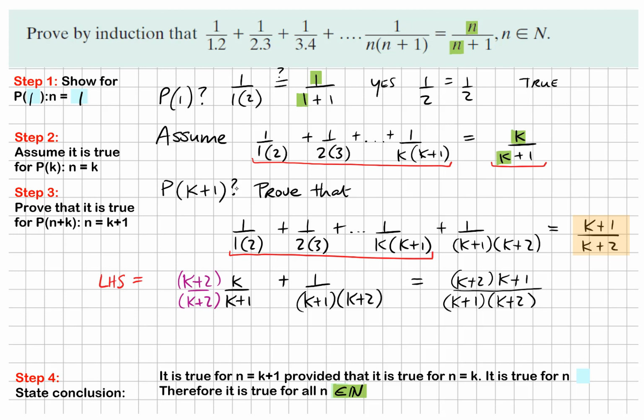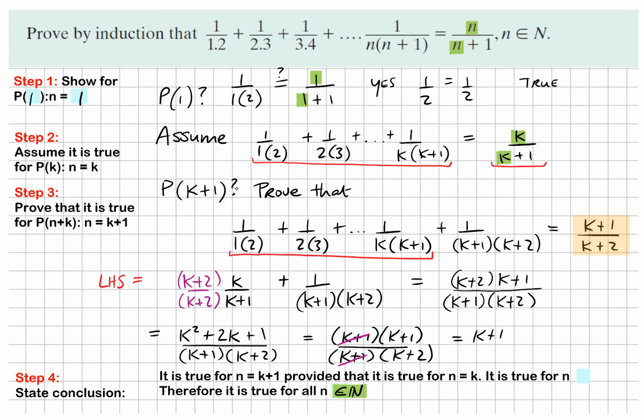Now I'm going to expand the top line. So multiplying k plus 2 by k gives me k squared plus 2k, plus 1. And that's divided by k plus 1 times k plus 2. If I factorize the top, I see that it can be written as k plus 1 times k plus 1, k plus 1 squared if I wish. And I see that there's a common factor in the numerator and denominator. So the solution is exactly what I wanted, k plus 1 over k plus 2.